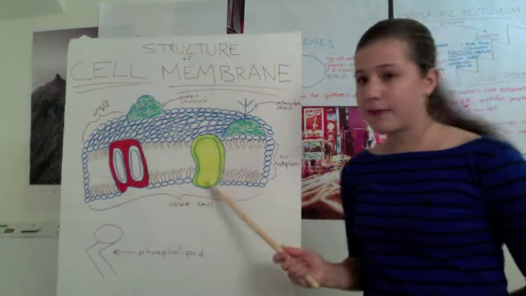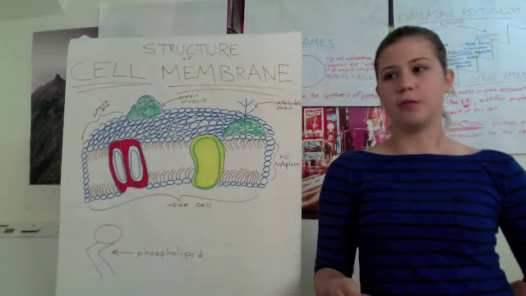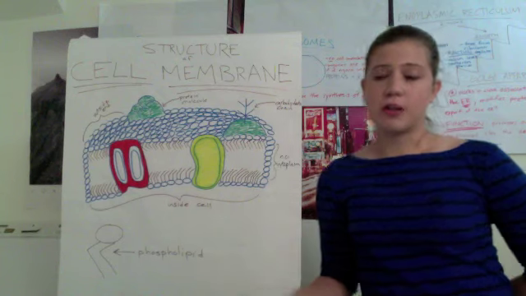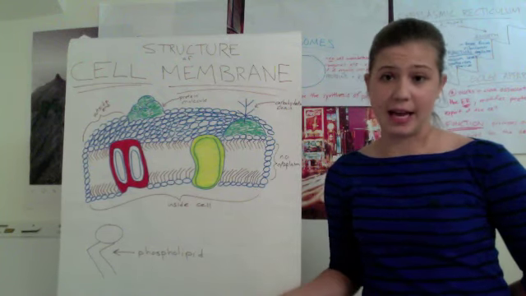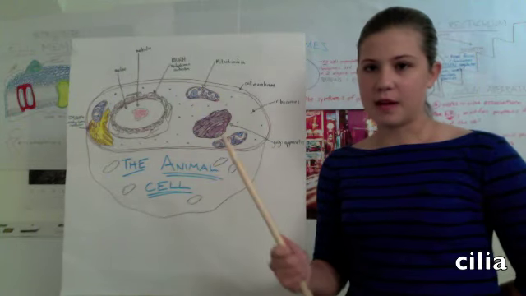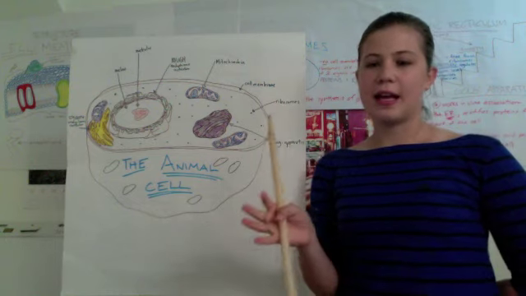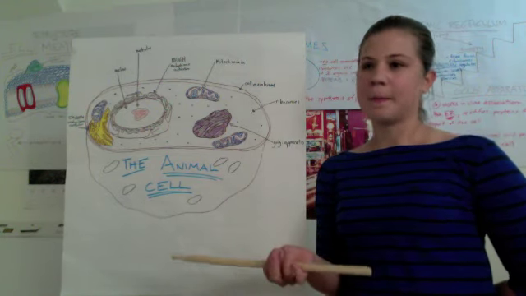And then you have your peripheral proteins, which act as receptors that detect and receive chemical messages from the cell. They also serve as identity markers that support carbohydrates, which identifies the cell by type. In addition, there's also cilia, which is located outside of the cell membrane, and they're short hair-like structures on the free surface of some cells.